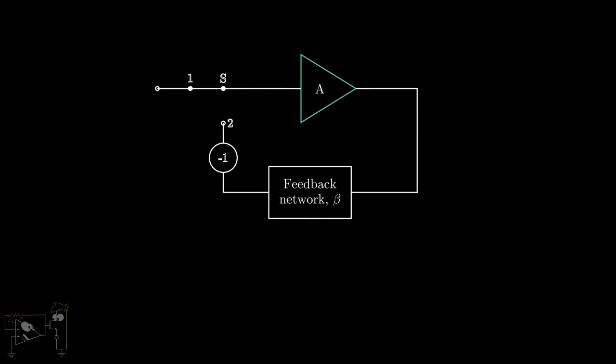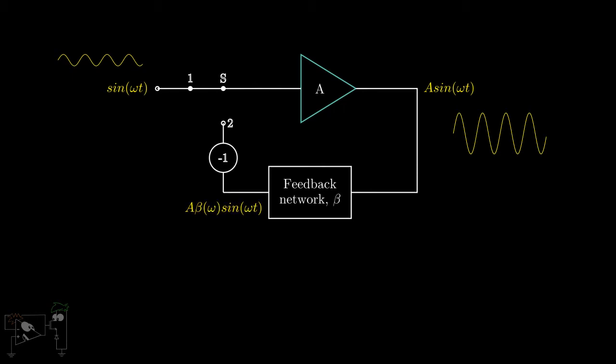It is basically our feedback configuration but with a broken loop, that is, the output is not fed back in. Let us now apply a sine wave as input to this configuration. The output of the amplifier is equal to A times sine omega t. The output of the feedback network is A beta of omega into sine omega t. The output of the mixing network at terminal 2 is minus A beta of omega times sine omega t. The loop gain can be said to be minus A beta of omega.